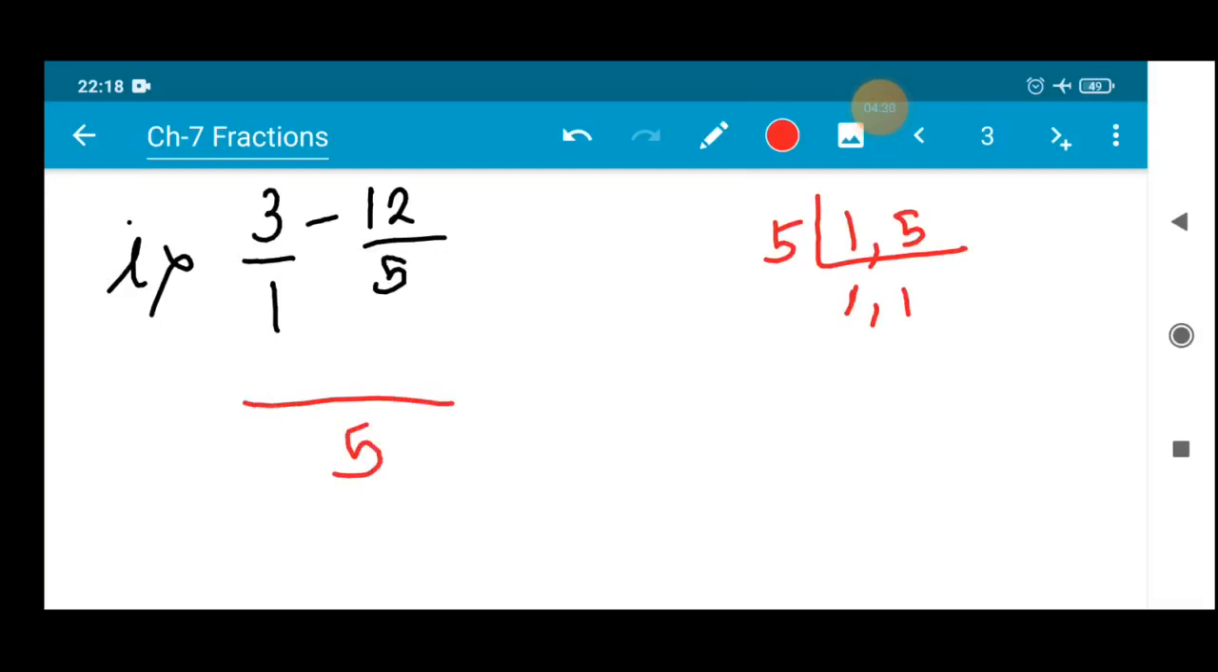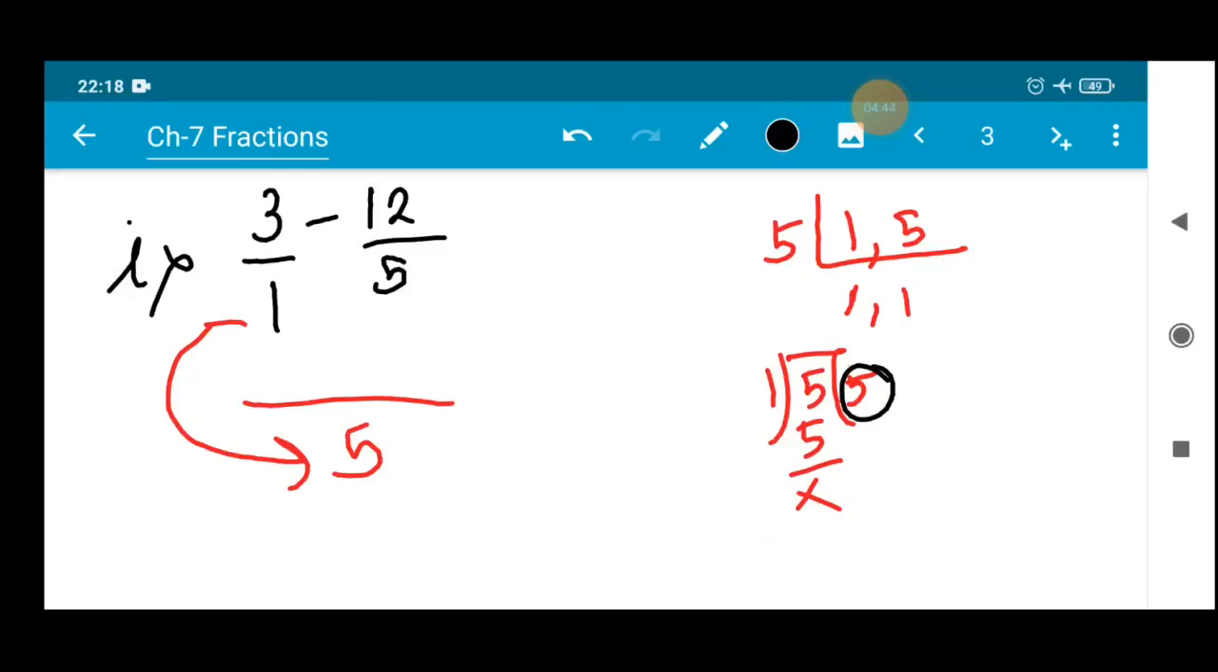Now what we are going to do here is divide the LCM by each denominator. So 5 divided by this 1, what will be the value? 1 5s are 5, everyone knows. Now what quotient did we get? It is 5. So 5 should be multiplied with this 3. 5 into 3. Okay, clear?